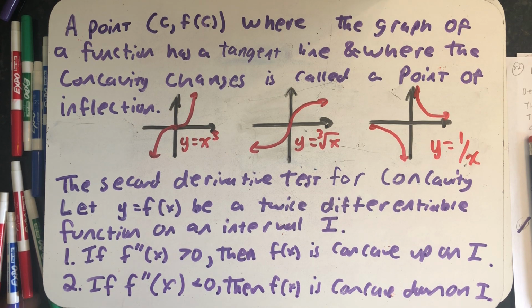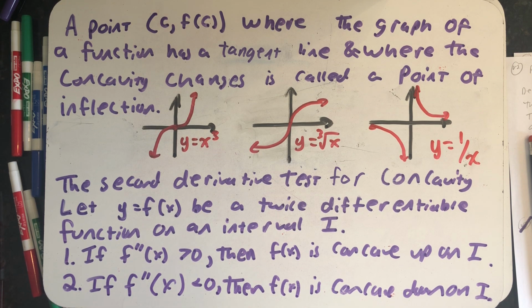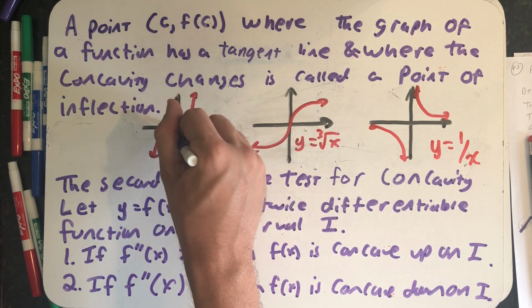On the board, I have an important definition and an important test for concavity. A point (c, f(c)), where the graph of a function has a tangent line and where the concavity changes, is called a point of inflection. Looking at the graph of y equals x cubed and thinking about our last video.